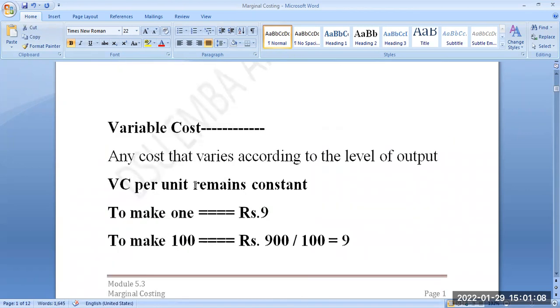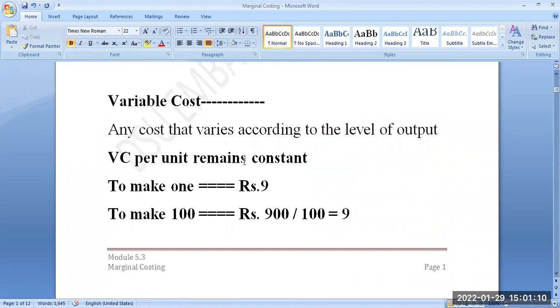Okay, come to variable cost. Variable cost remains constant per unit. One notebook I can produce by spending 9 rupees for paper. That's constant. But in total, depending upon the number of units I'm producing, the variable cost will increase. If volume of production comes down, my variable cost also will come down.